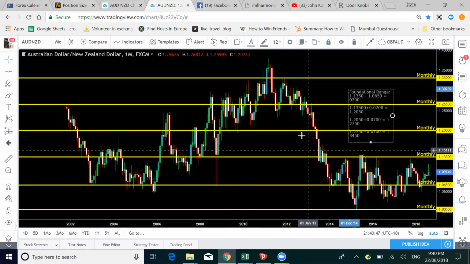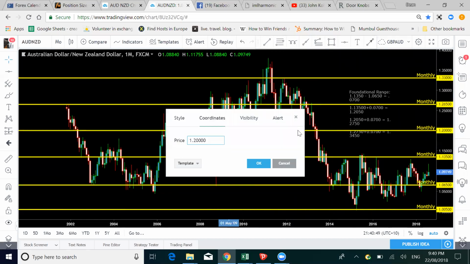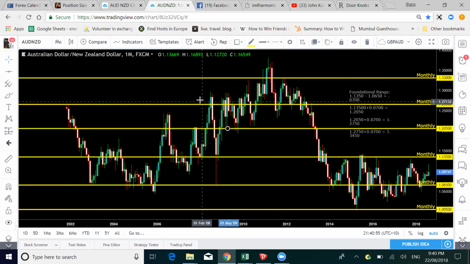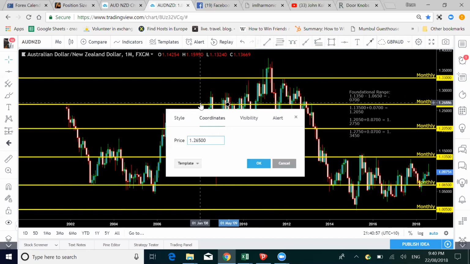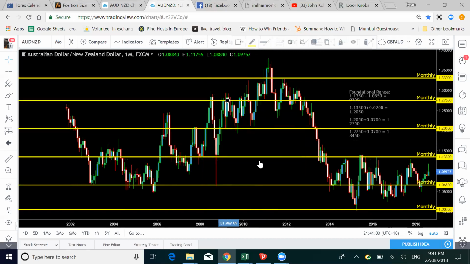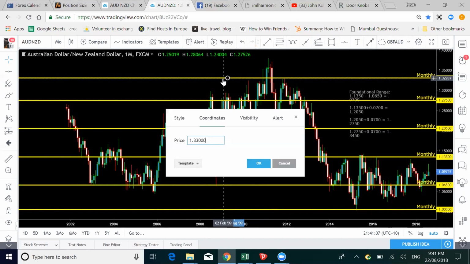Okay, so this one we're going to move slightly up to 1.2050. This one comes up to 2750. And this one goes all the way up to 3450.